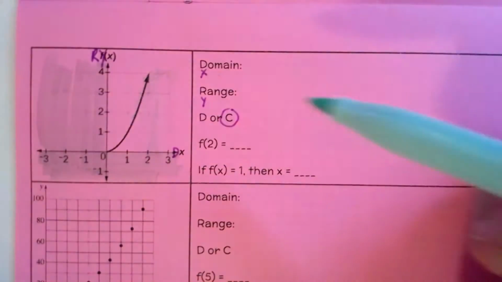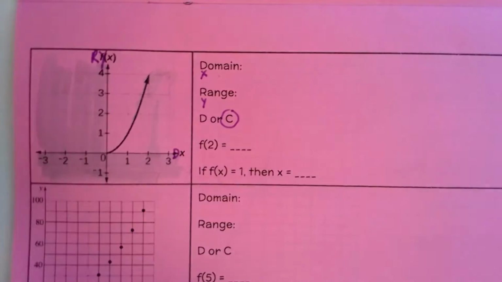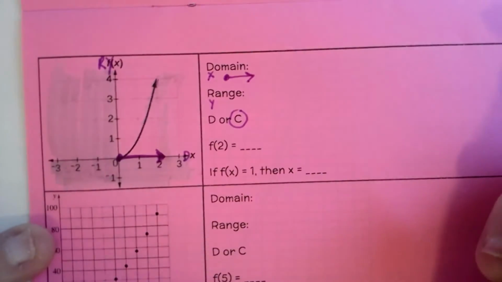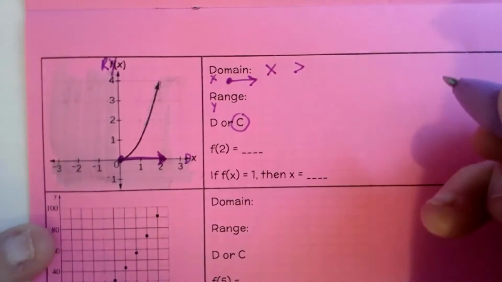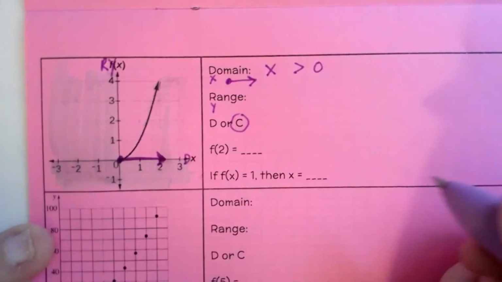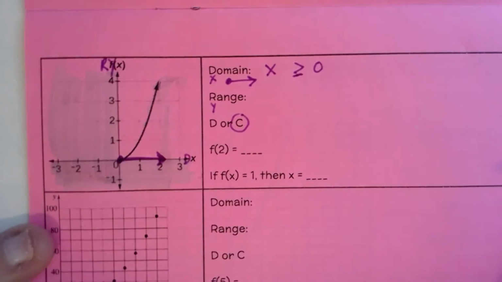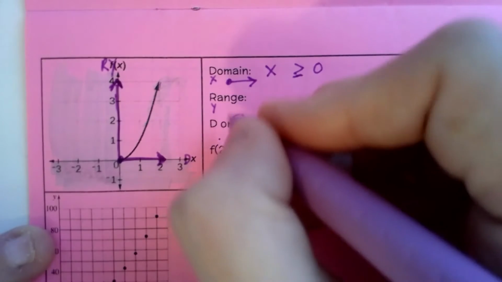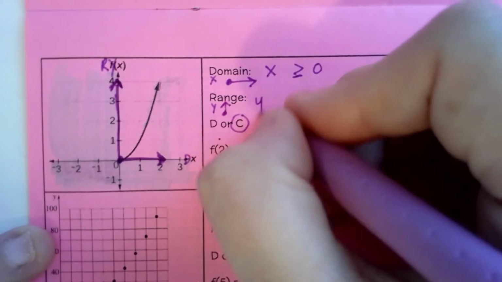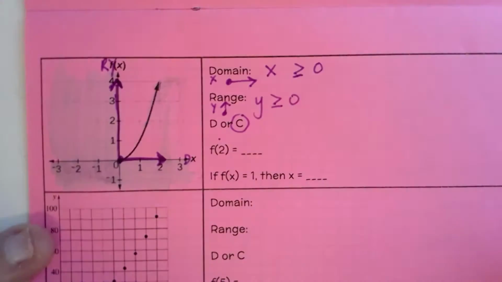So what do I have here? Let's do my domain first. I start here, and then it's connected all the way through. My x values are pointing that way, which means it's greater than, and the value it starts at is 0. It's also equal to because there's a dot there. For my range, my y values start at 0, and I have an arrow at the other end, so my y value is greater than or equal to 0 also.